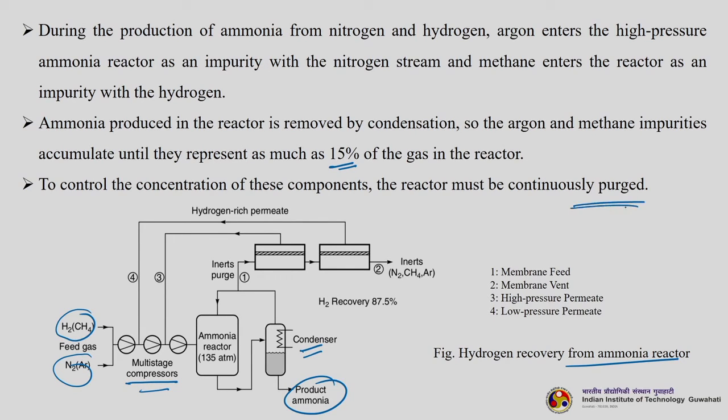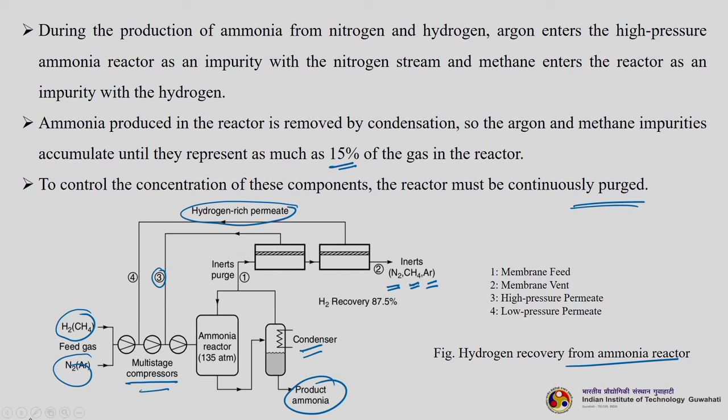So, when we are purging it, we take it to a 2-stage membrane system, where 2 different gas separation membranes are used, and where you are purifying it in the first stage. So, you are getting the low pressure permeate here. In the second stage, you are getting the hydrogen rich permeate, that is a high pressure permeate, and you are getting all sorts of inerts like nitrogen, methane and argon in the permeate side from the second membrane stage, and hydrogen rich permeate is being recirculated. So, this is how hydrogen is recovered from ammonia reactor.